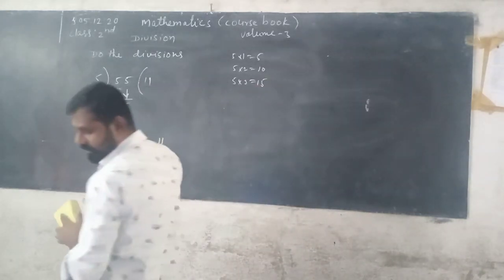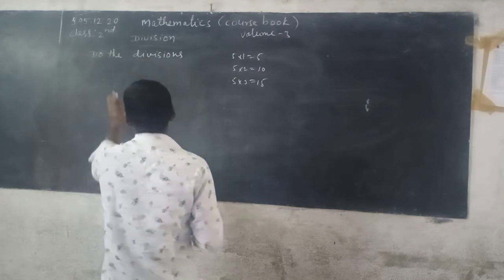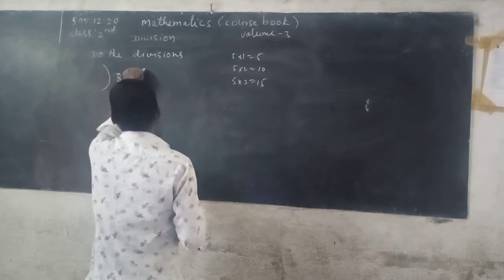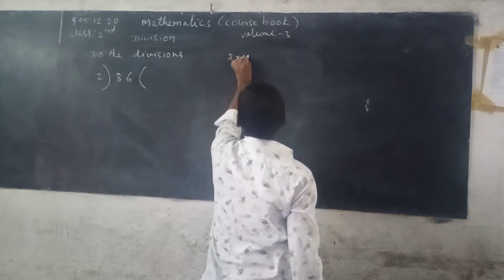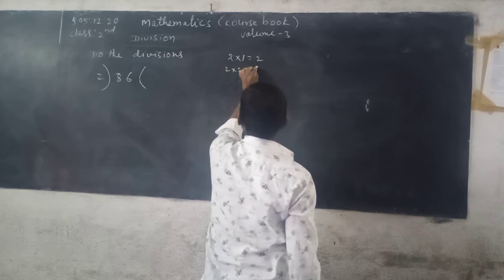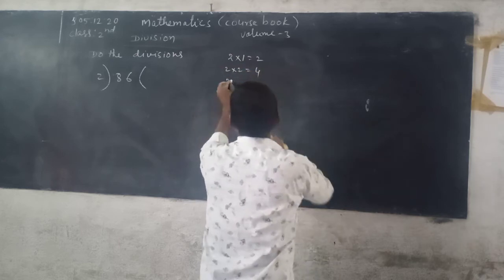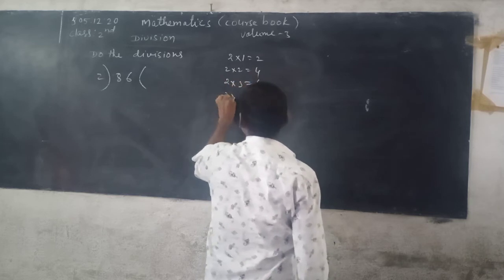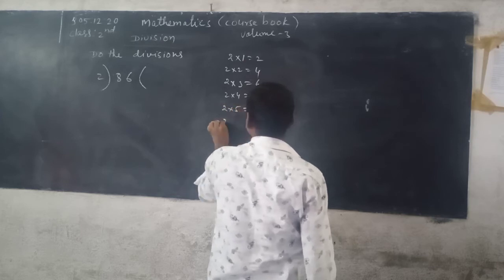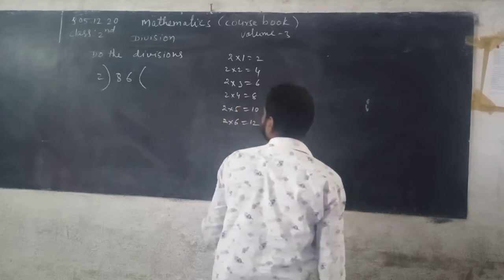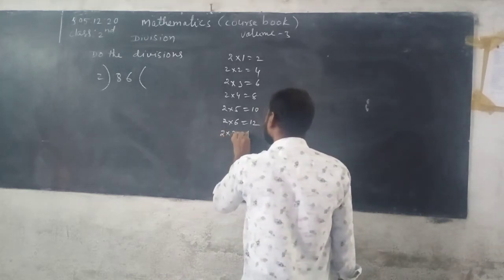Now next, 86 is divided by 2. 2 table. 2 1s are 2, 2 2s are 4, 2 3s are 6, 2 4s are 8, 2 5s are 10, 2 6s are 12. Okay.